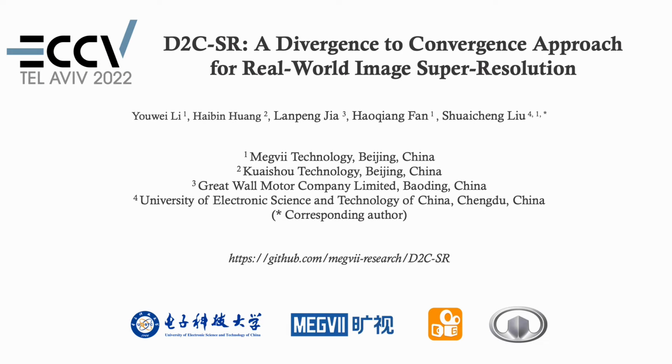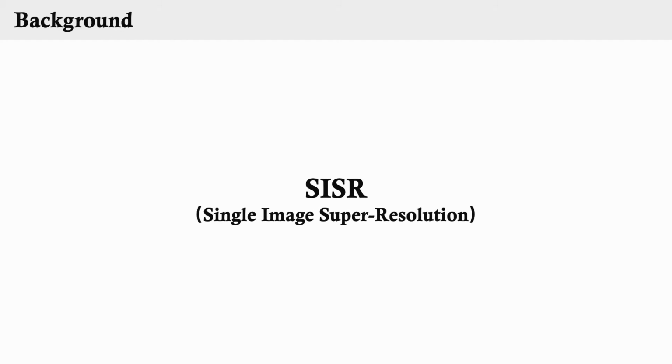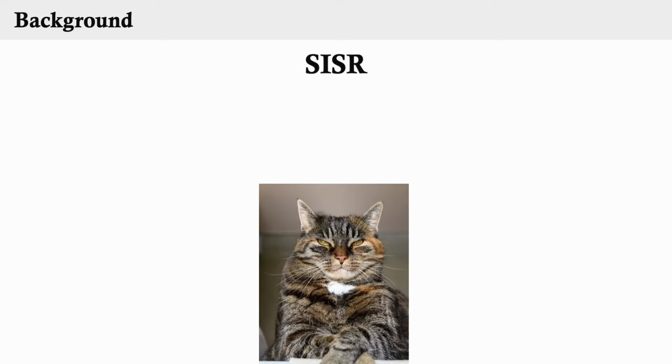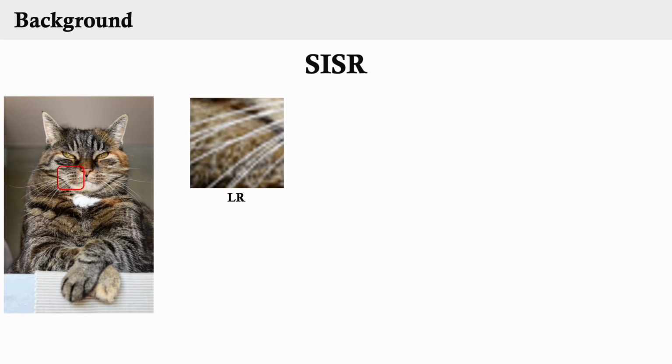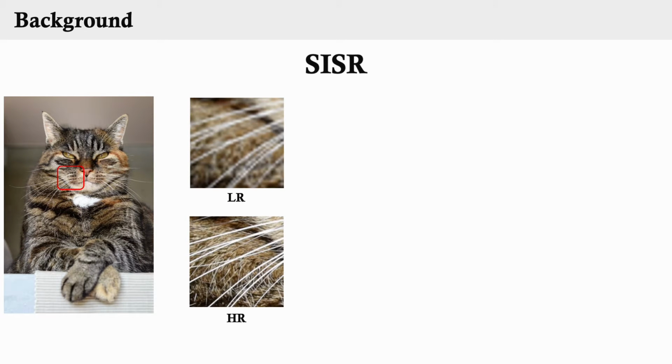In this presentation, we introduce a divergence to convergence approach for real-world image super resolution. Single image super resolution is a long-standing research topic. Given a low-resolution input image and the corresponding high-resolution ground truth, we need to recover a super resolution output.